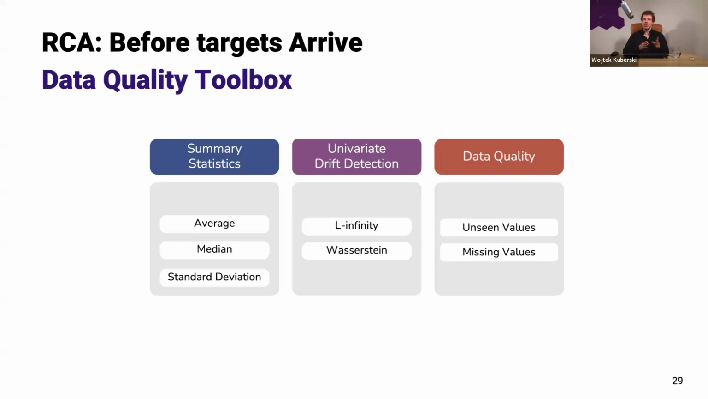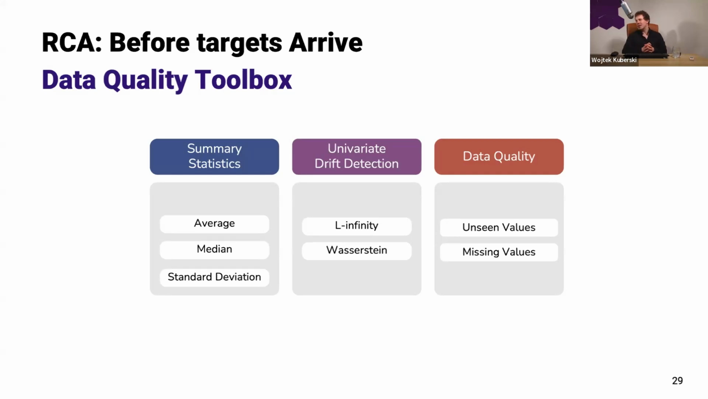Again, we can look at summary statistics. They're also really good at detecting changes in the data. We can also look at specific univariate drift methods, specifically L-infinity and Wasserstein. Both of these methods tend to be quite sensitive to outliers, and this is exactly what we're going to use them for: outlier detection.